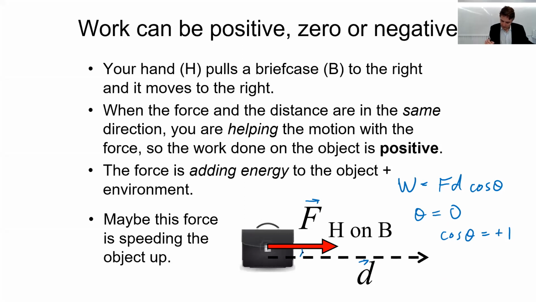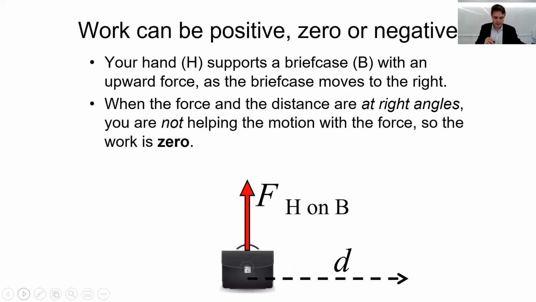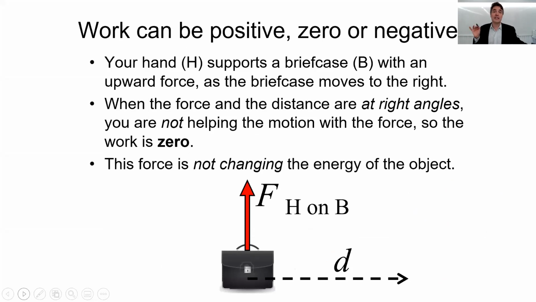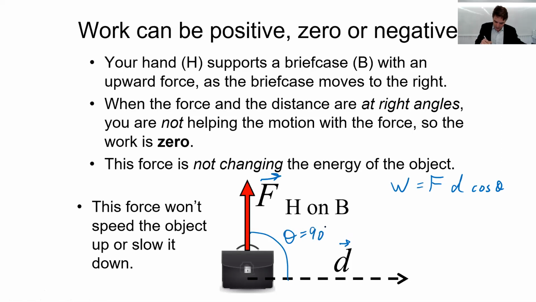It's hard to draw that. It's the angle between F and D. If your hand supports the briefcase with an upward force and the briefcase is moving towards the right, this is a case when the force and the distance are at right angles. You're not helping the motion with the force, so the work is 0. The force is not changing the energy of the object. It's just supporting it in this case. Another way of saying it is you're not speeding it up or slowing it down. Looking at the equation, work equals F times D times cosine theta, in this case the force is up, D is to the right, so the angle is equal to 90 degrees. So cosine of 90 degrees is equal to 0.